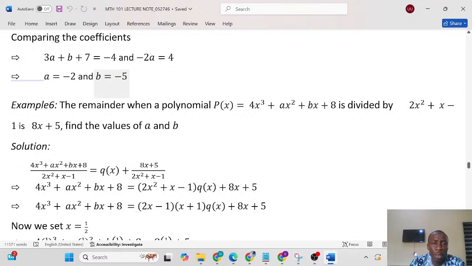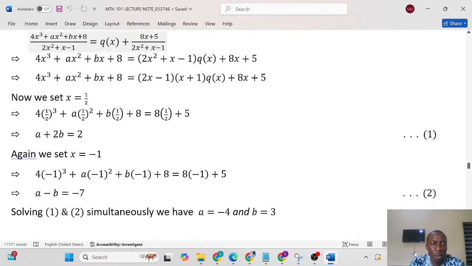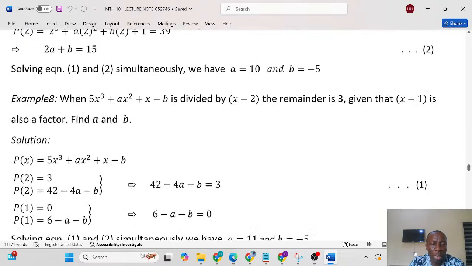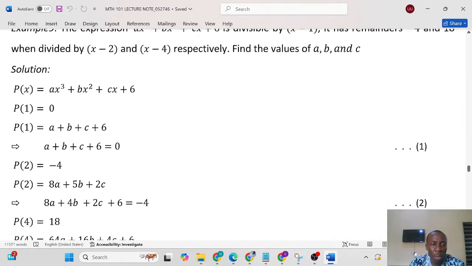Now question 6, you study it yourself. The question says, the remainder when the polynomial p of x is equal to 4x cubed plus ax squared plus bx plus 8 is divided by 2x squared plus x minus 1 is 8x plus 5. Find the value of a and b. So you study that one yourself, follow the one I have explained. You will be able to understand how we get all these values.